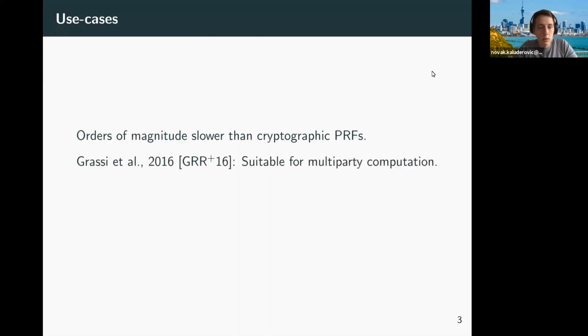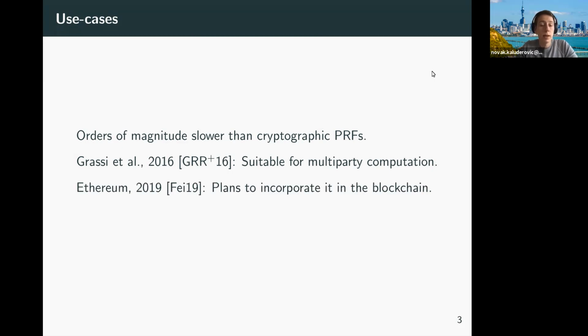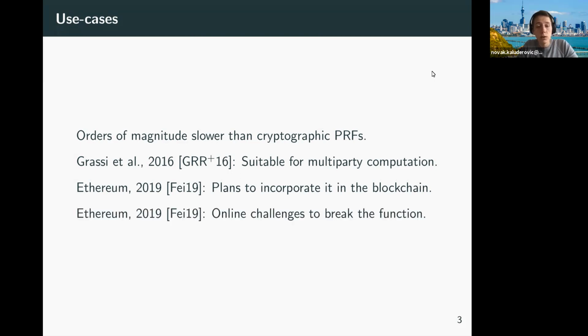In 2016, Grassi et al. showed that it's actually very suitable for multi-party computation, and that in that scenario, it is a pretty fast pseudorandom function. In 2019, Ethereum showed some plans to incorporate it in their blockchain, and to that goal, they posted a number of online challenges to break this function. We will give an algorithm for breaking it, and we will show how we solved some of these challenges.